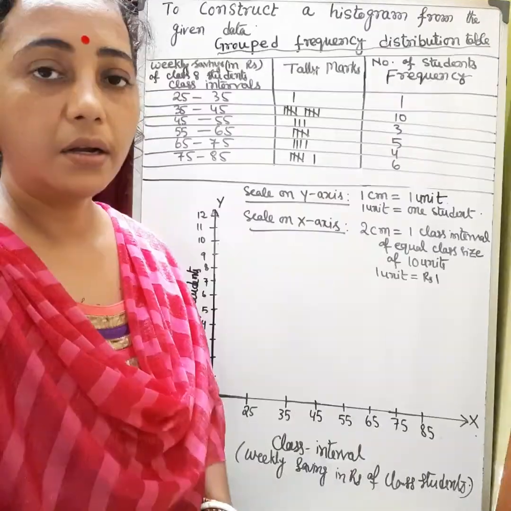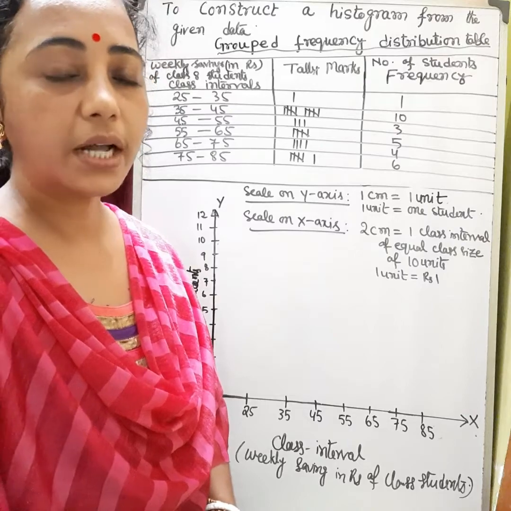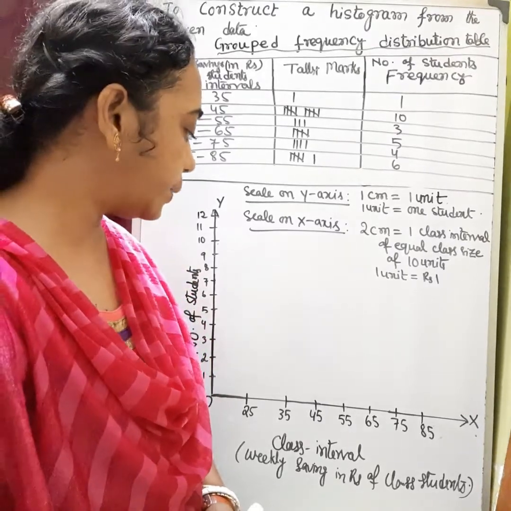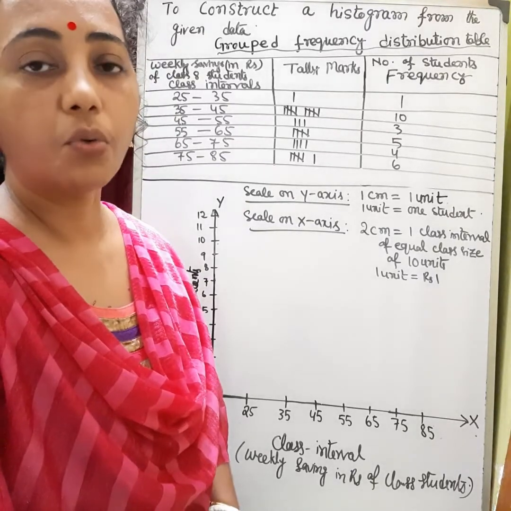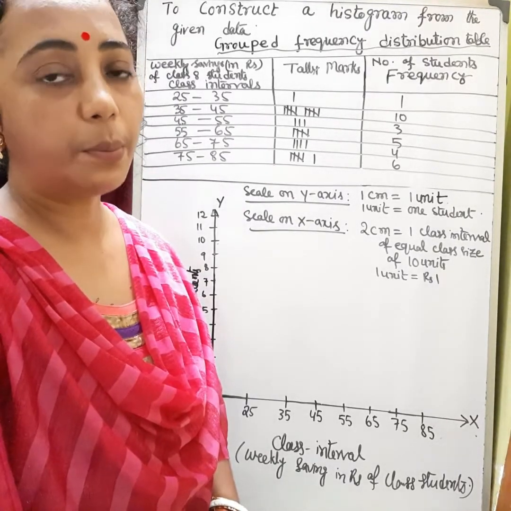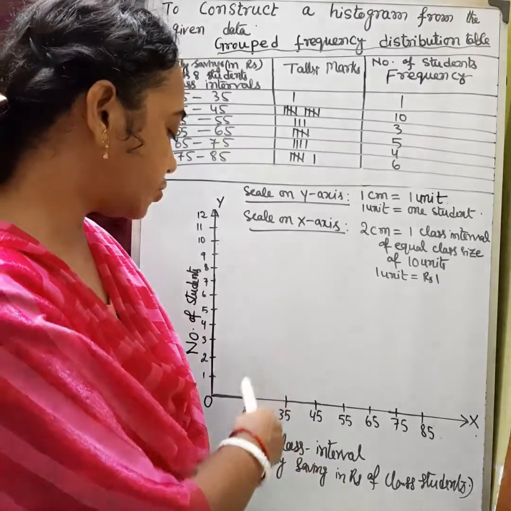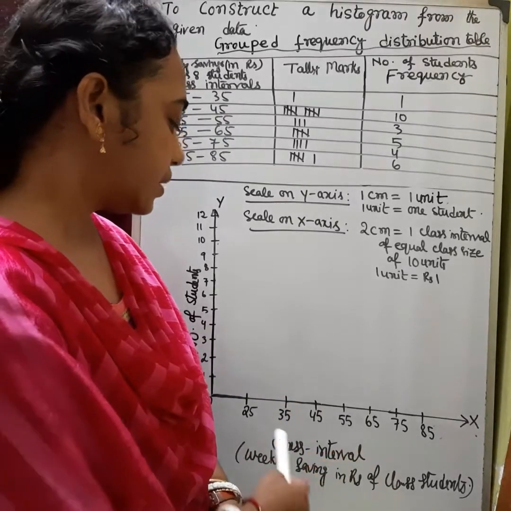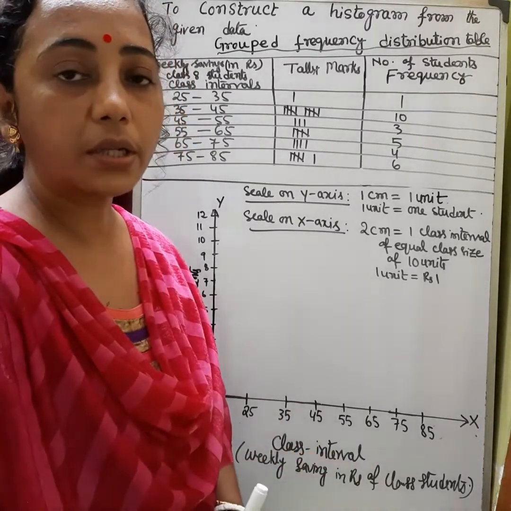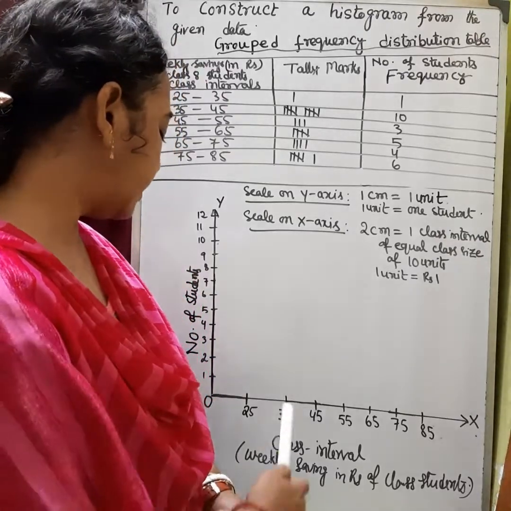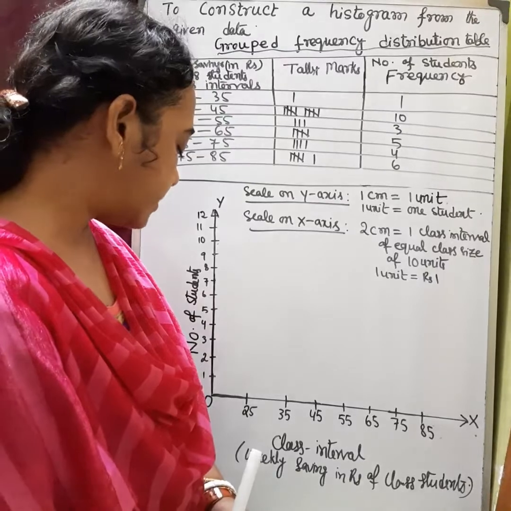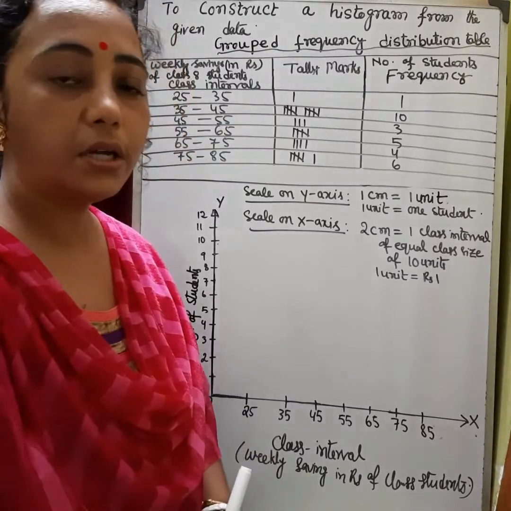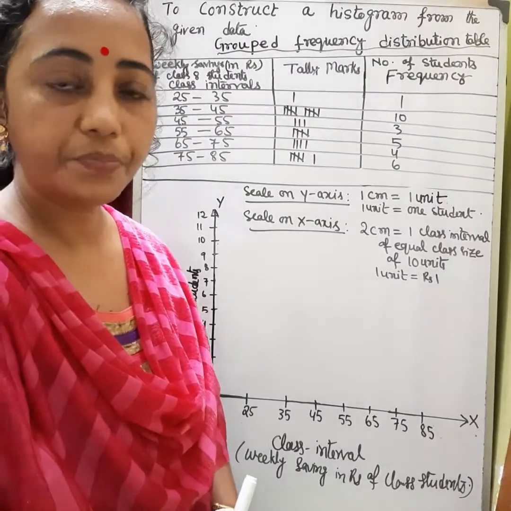Now let us see how to construct a histogram on this whiteboard. First we draw two perpendicular straight lines, one horizontal and one vertical, which are already drawn here. The horizontal line OX is called the x-axis and the vertical line OY is called the y-axis. These two lines intersect at a common point, which we call O.